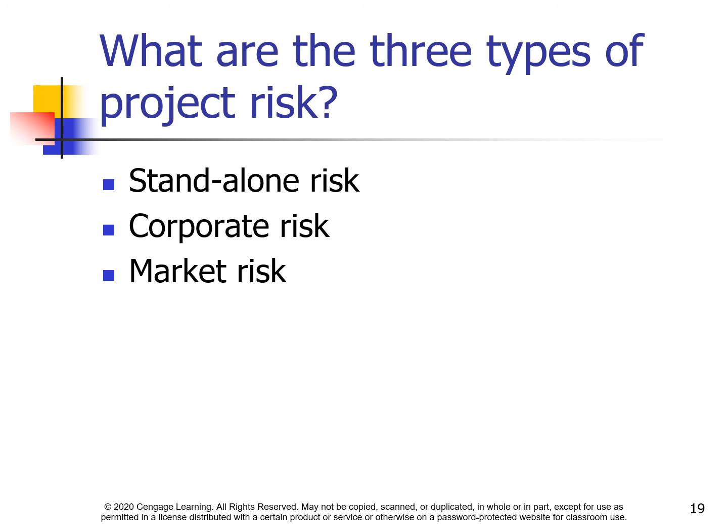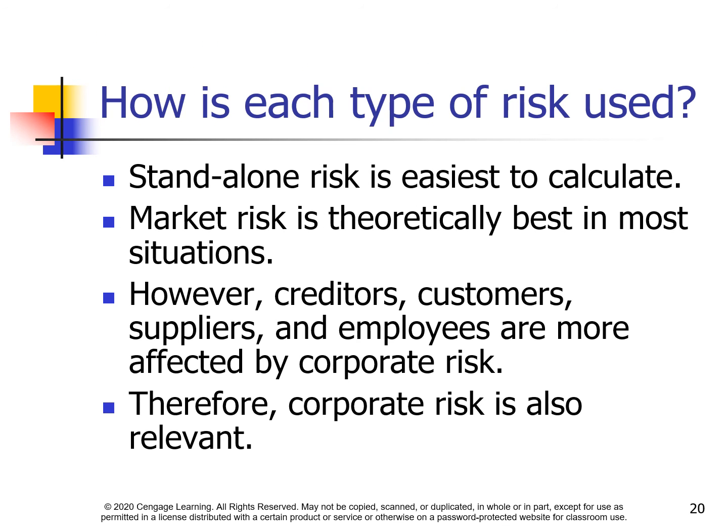What are the three types of project risk? Stand-alone risk, corporate risk, and market risk. How is each type of risk used? Stand-alone risk is easiest to calculate. Market risk is theoretically best in most situations. However, creditors, customers, suppliers, and employees are more affected by corporate risk. Therefore, corporate risk is also relevant.